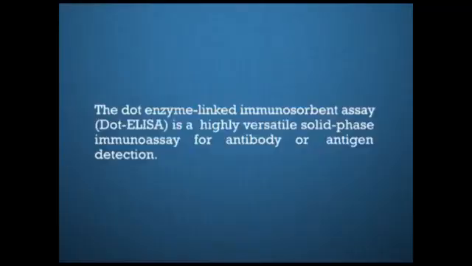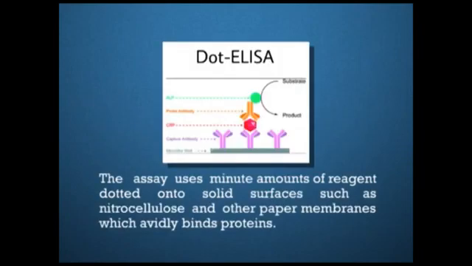The dot enzyme-linked immunosorbent assay, that is, dot ELISA, is a highly versatile solid phase immunoassay for antibody or antigen detection. The assay uses minute amounts of reagent dotted onto solid surfaces such as nitrocellulose and other paper membrane, which avidly binds proteins. After incubation with antigen-specific antibody and enzyme-conjugated antibody, the addition of a precipitable chromogenic substrate causes the formation of a colored dot on a solid phase which is visually read.